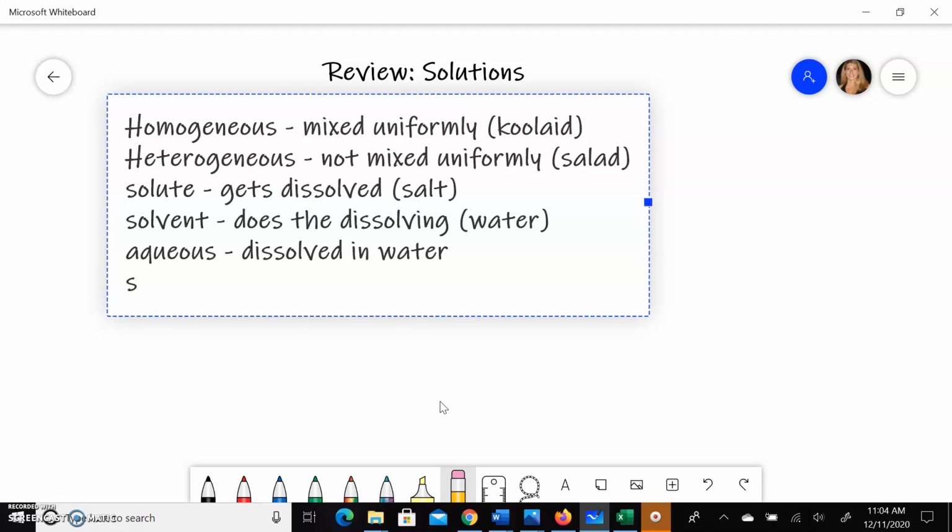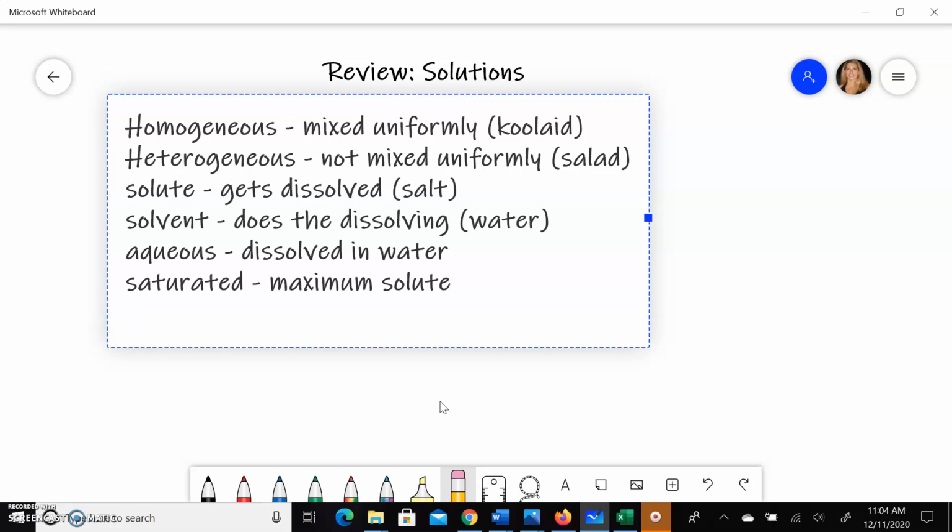A few more words you need to know are saturated, which means it's holding the maximum solute under those conditions. And then we can talk about the phrase like dissolves like. And this refers to polarity. So we talked about the fact that polar things can dissolve other polar things, nonpolar can dissolve nonpolar.